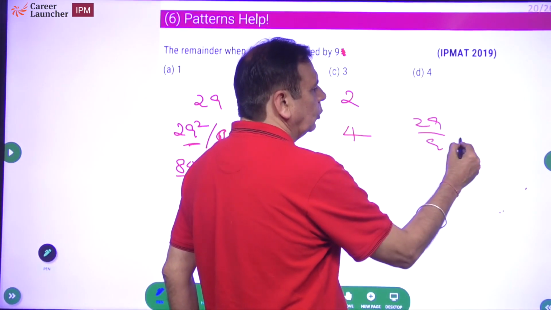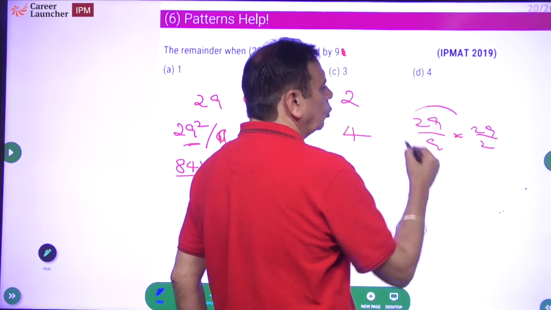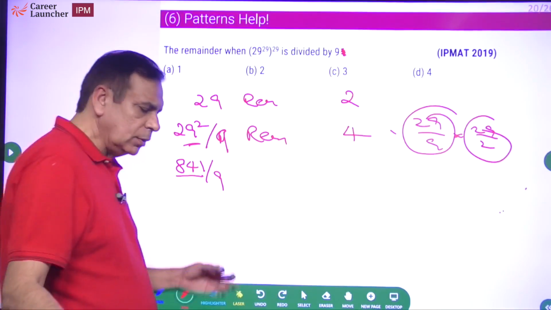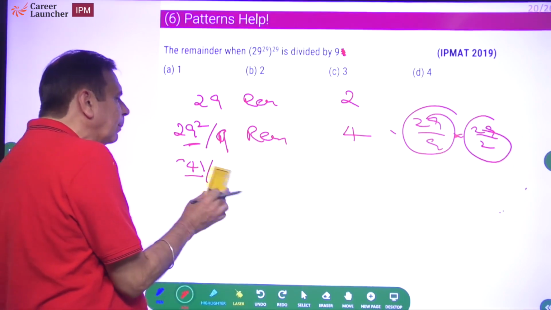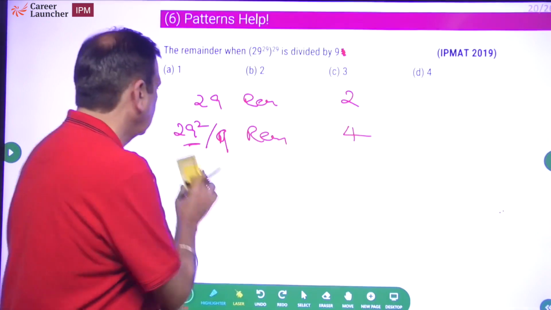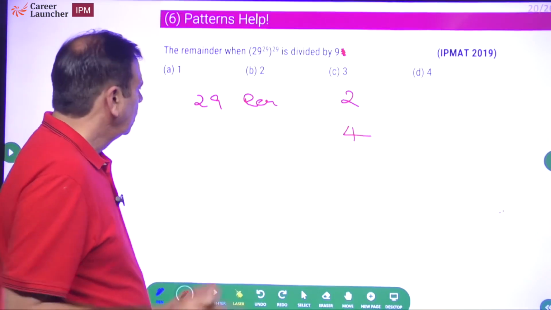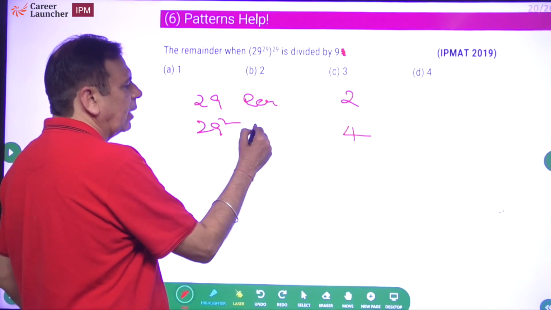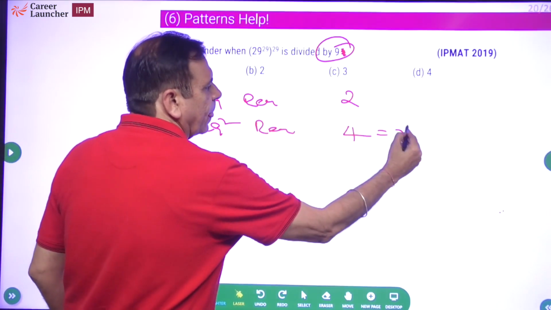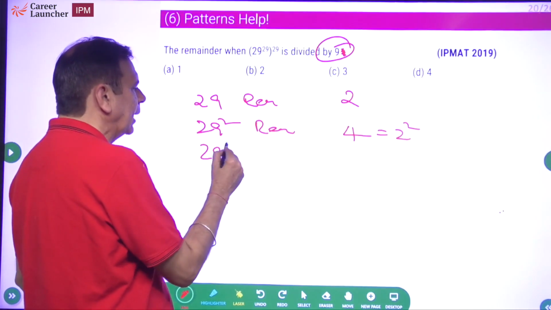29 by 9 into 29 by 9. This is 2 into 2, which is 4. Right? So, the digit sums would be multiplied. Okay? So, if I look at the next one, this is 29 squared. If 29 squared is divided by 9, the remainder becomes 2 squared, 4. What about 29 cubed?